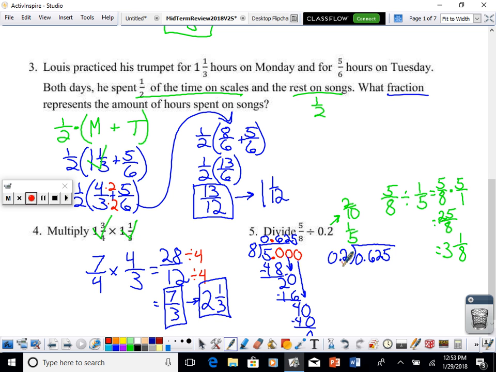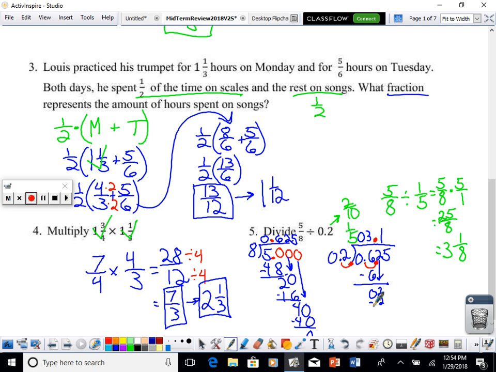Bring down the 2. And 2 goes into 2 one time. 2 times 1 is 2. Subtract, we'll get 0. Bring down the 5. 2 goes into 5 twice. 2 times 2 is 4. Subtract, we get 1. Well, running out of space here. So here's my 1. I'll have to bring another 0. And 2 will go into that 10 5 times. 2 times 5 is 10. Subtract, we get 0. Which means that 3.125 would be my quotient.